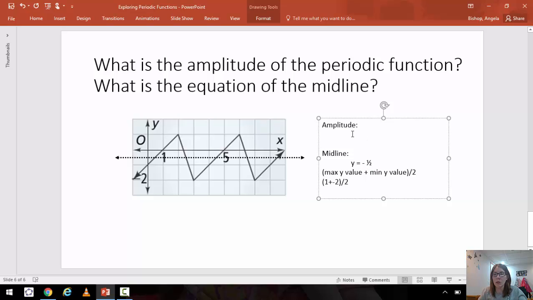Now then our amplitude, let's think about how far is it to go from -1/2 to our highest. Well, it's going to take 3/2. So our amplitude is 3/2.